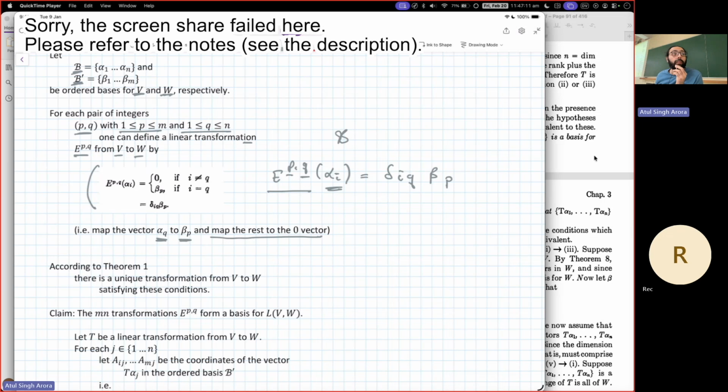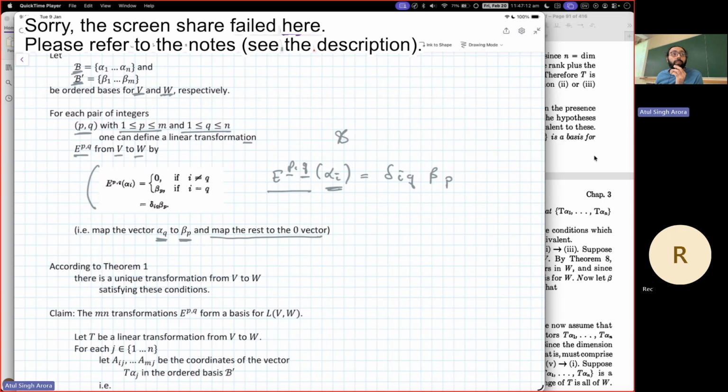Right, so we're going to use that fact now. We are going to define some mapping here, which is mapping the basis of V to the basis of W. And so therefore, there must be a unique linear transformation from V to W, right? Because once you specify how the basis moves, you have specified how the entire transformation moves.